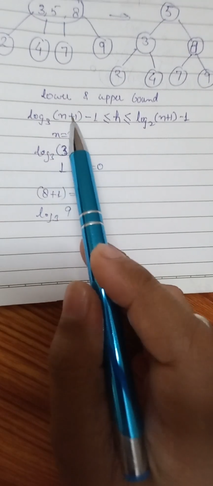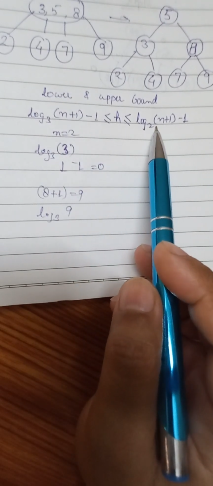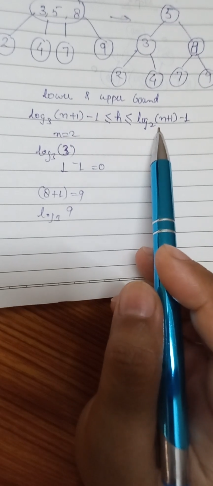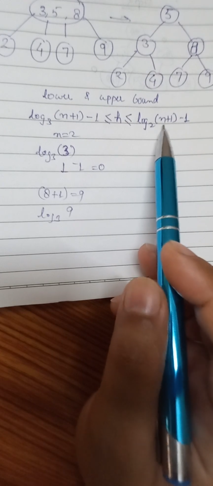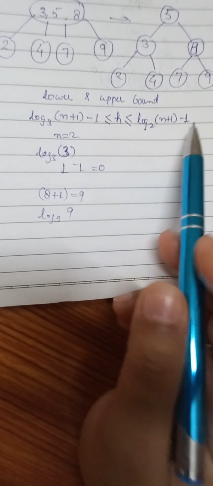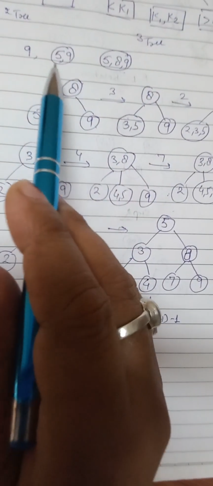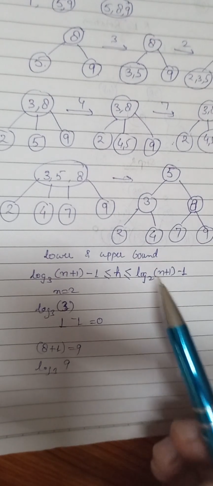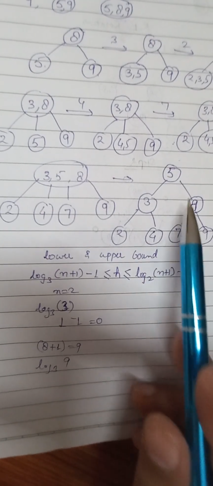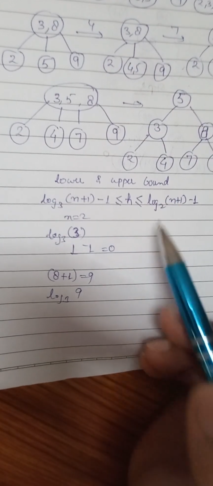Based on this, we can see this is correct, and in a similar way, putting the value of n, we get the same formula for the 2 tree also. If we put n value as 1, then 1 plus 1 is 2, log 2 base 2 value is 1. So 1 minus 1 is 0, the height will be 0, and if 2 nodes are there, we can say the height is 0 over here. If we increase the number of nodes, the level will increase and the height will remain the same. So this is the lower and upper bound for this tree.